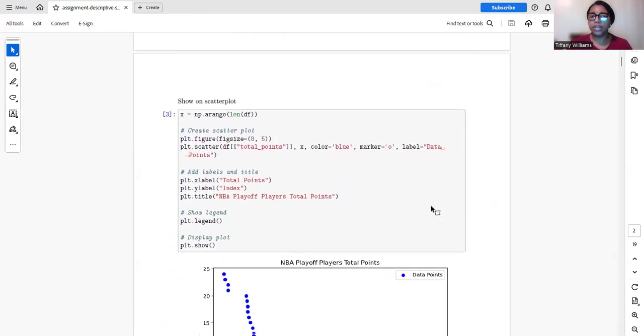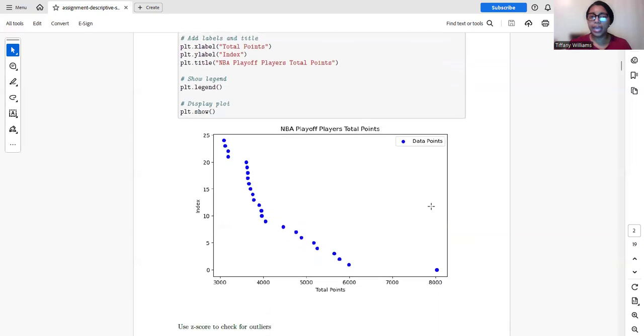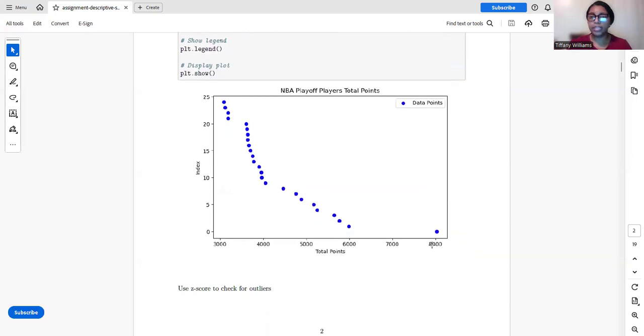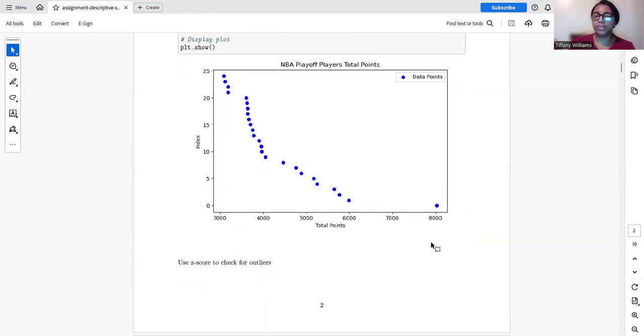So to get a visual of it, I use the scatter plot and looking at total points, we see there's a clear outlier here around 8,000. We're looking at total points for each player. So someone is an overachiever here.